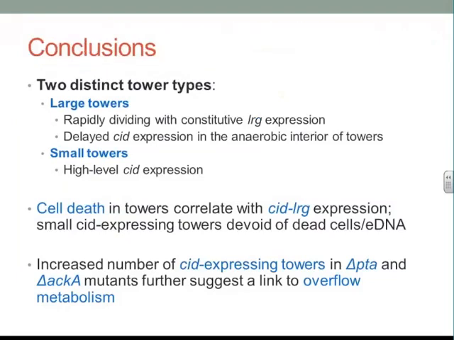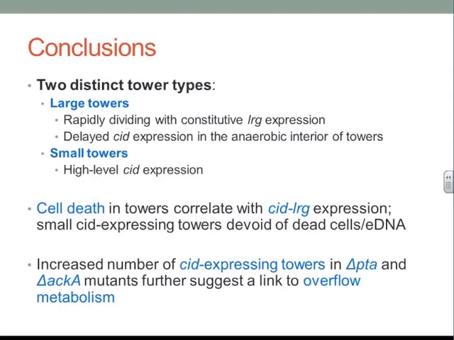So for my talk, there are three main points I want to get across to you, very basic here. First, there are two distinct tower types, and I think I've gone through them quite a bit, but I just want to point them out and go over them again. First, we have the large towers. These are rapidly dividing with constitutive large expression, and they also have delayed side expression and an anaerobic interior of the towers. Additionally, we also see high-level side expressing small towers that appear to be growing less quickly and also seem to be less persistent.